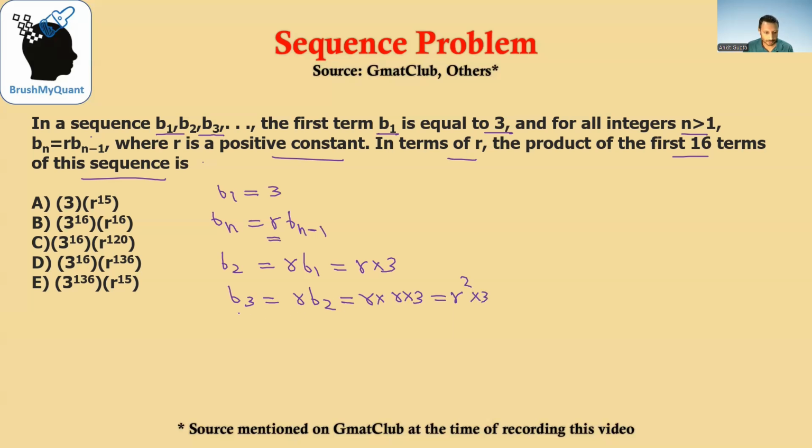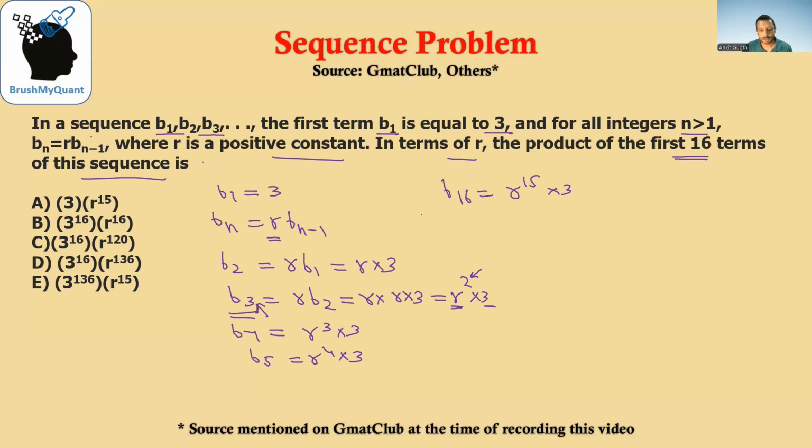Now, if you notice the pattern, each term is actually equal to 3 multiplied by a power of r, which is 1 less than the term number. So the base value was 3. So b3 is equal to r raised to 3 minus 1, or r raised to 2, multiplied by 3. Similarly, b4 will be equal to r cubed multiplied by 3. b5 is equal to r raised to 4 multiplied by 3 and so on. And we have to find the product of the first 16 terms. So b16 will be equal to r raised to 15 multiplied by 3.